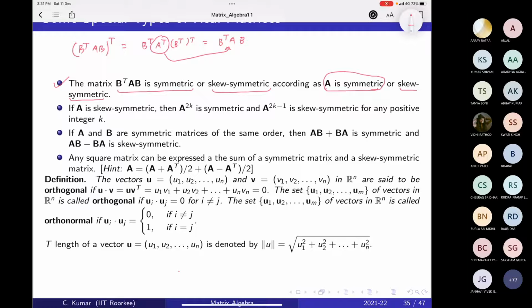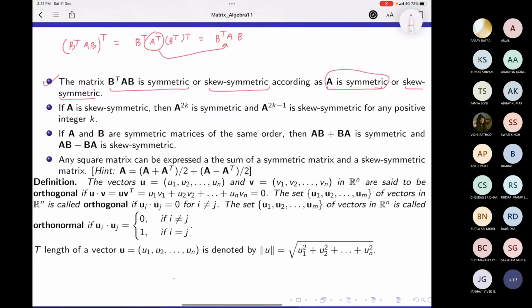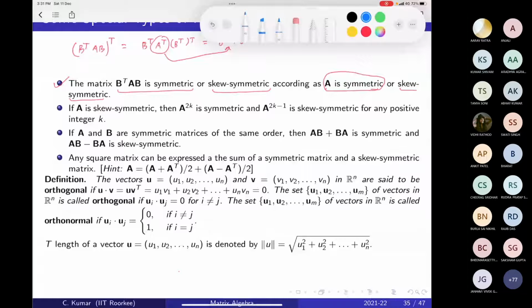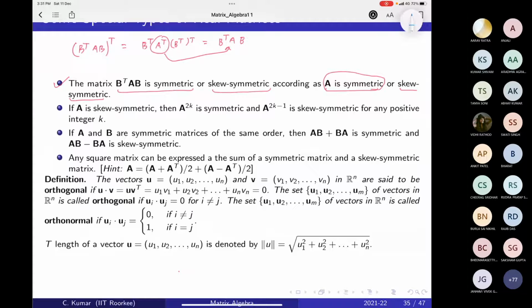Fine. For the skew symmetric matrix, when you replace A transpose, instead of this A you will write minus A here. And you can see that this is equal to minus of B transpose AB, which means B transpose AB is a skew symmetric matrix. Fine.